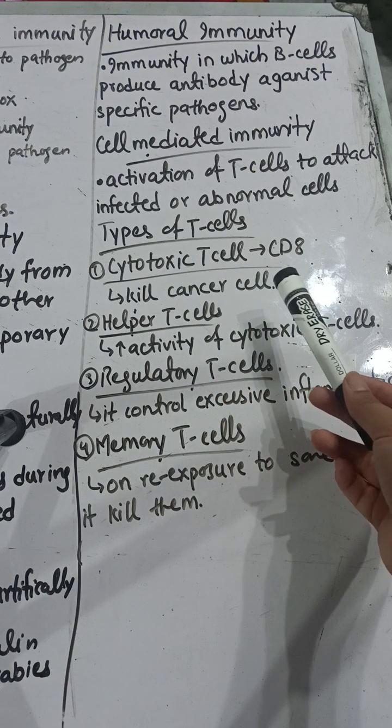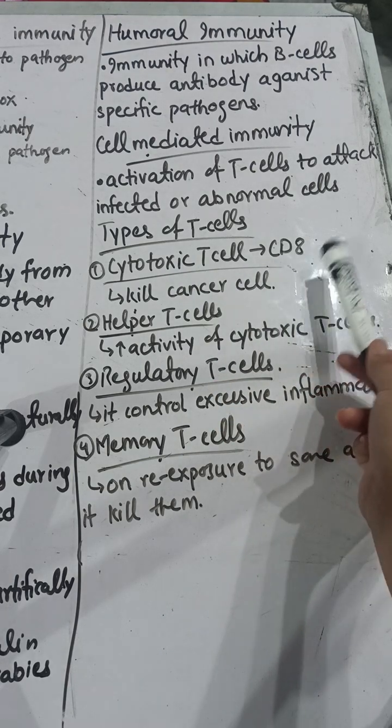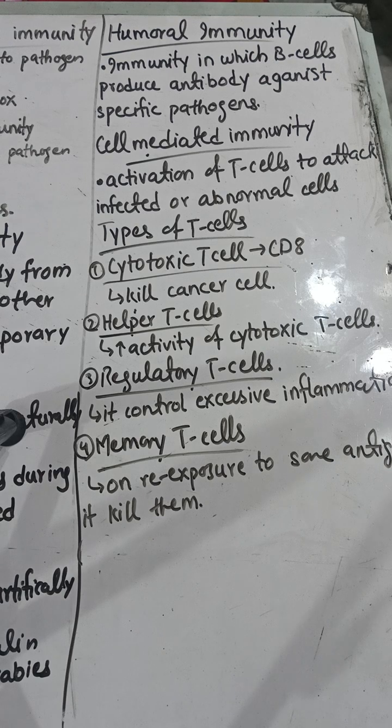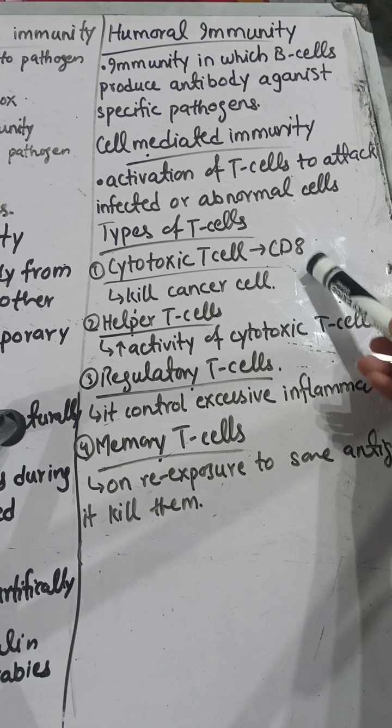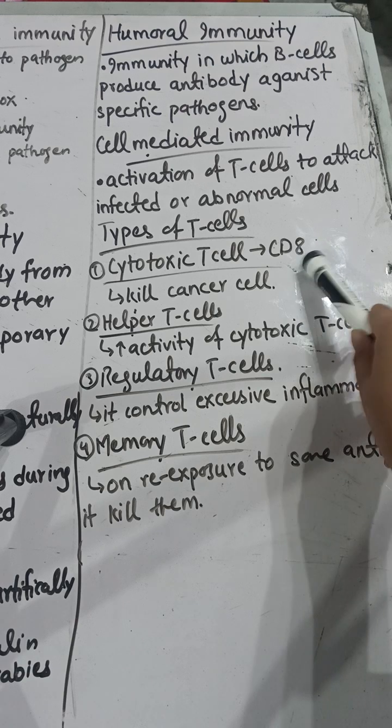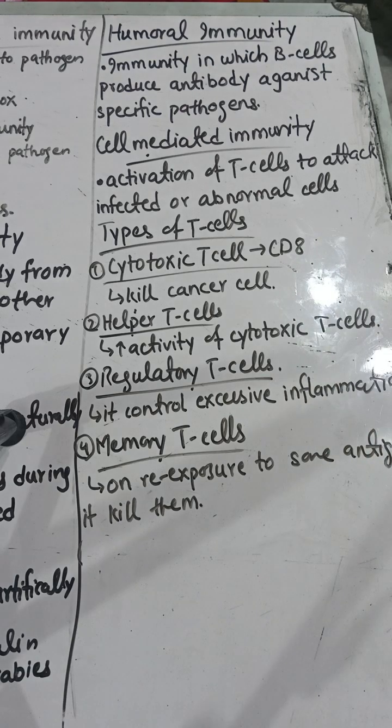First is the cytotoxic T cell. This is also called CD8 cells. They kill the cancerous cells. When you have AIDS, the AIDS virus is affecting this T cell. It will decrease the synthesis of this T cell. As a result, it makes you very weak.